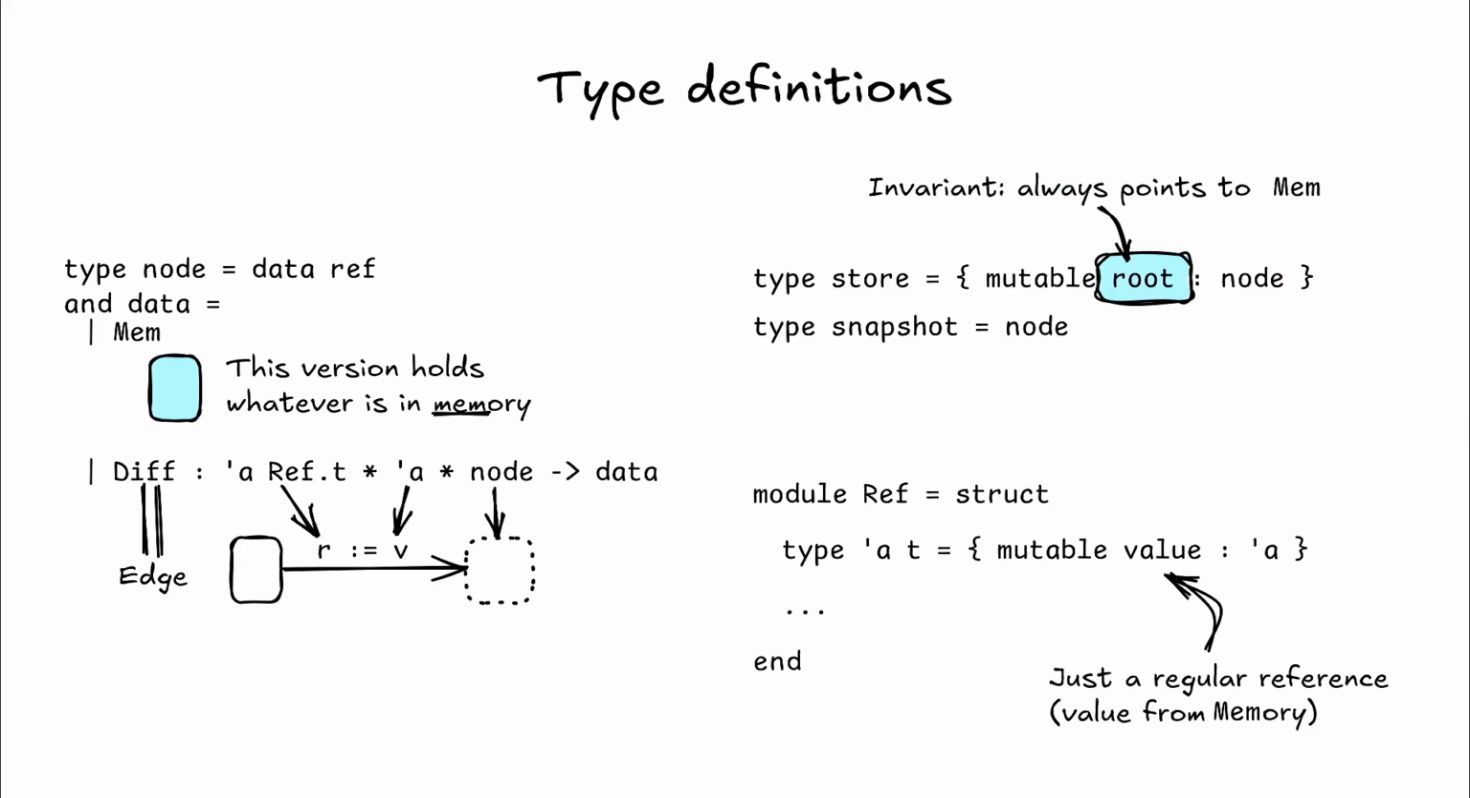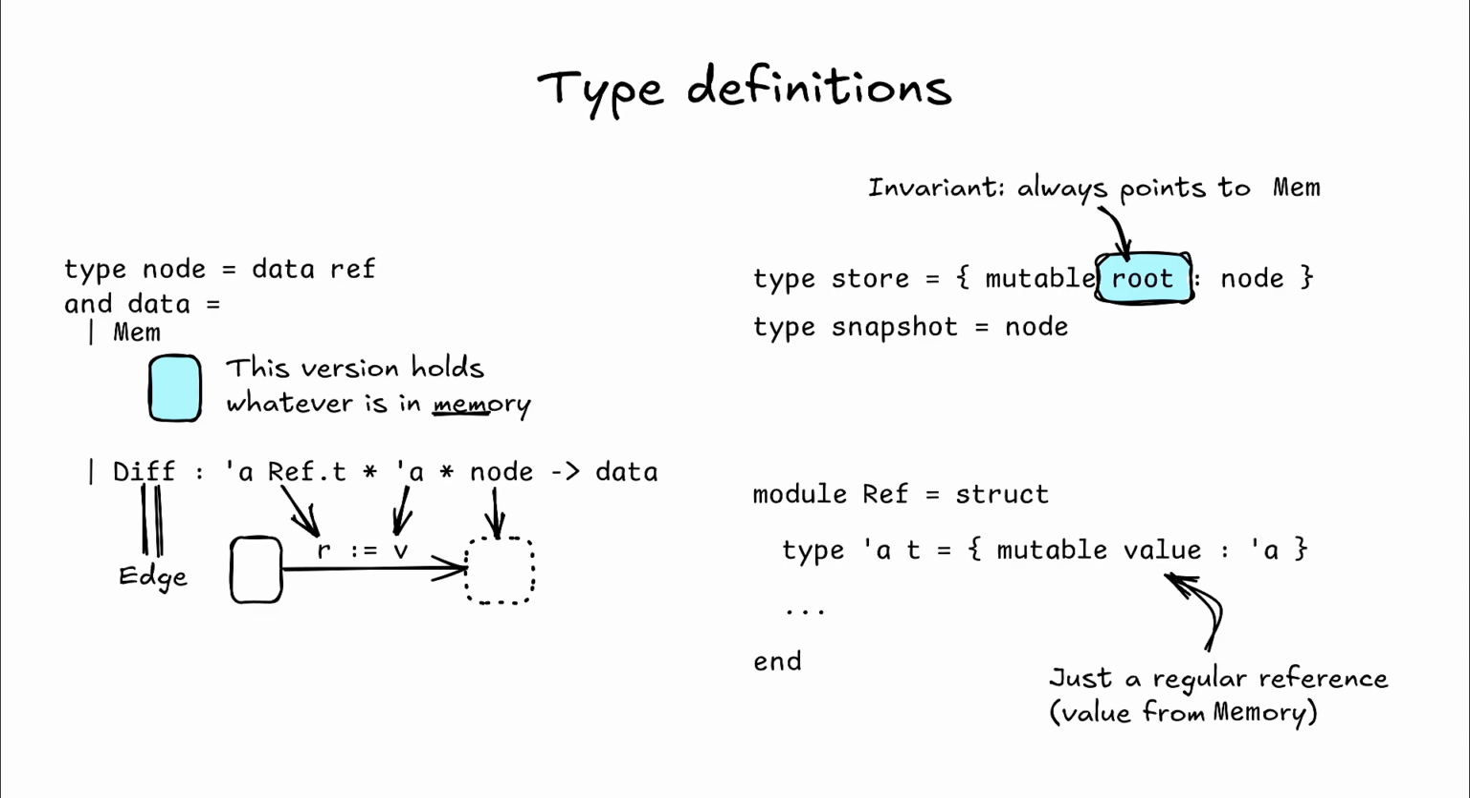So how do we actually implement this? Fairly similarly to what I just described. So we are going to have a node type that represents the node or the state of the data structure, which is just a reference to some piece of data. And the data is going to be either the mem constructor, which is a marker to say that, well, this state is represented by whatever currently is in memory. The values in memory are the right values for this particular node.